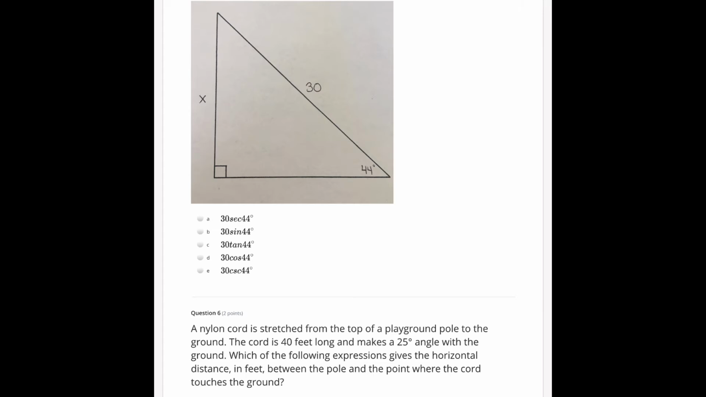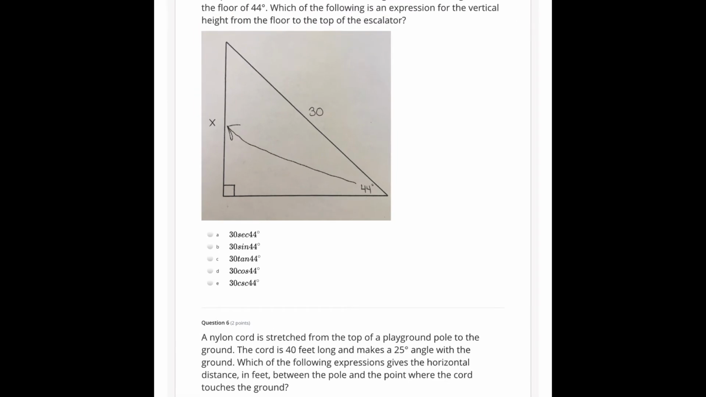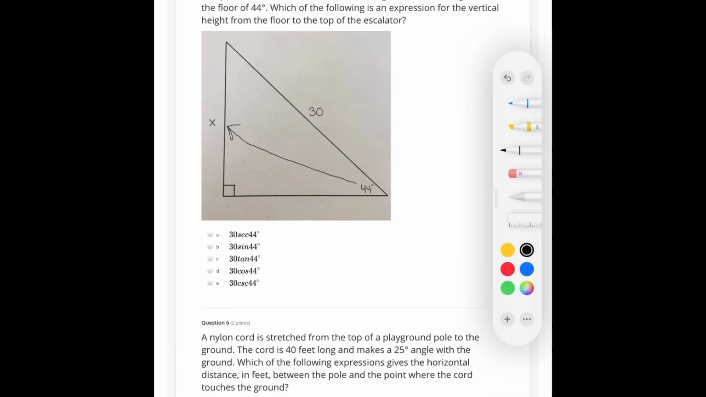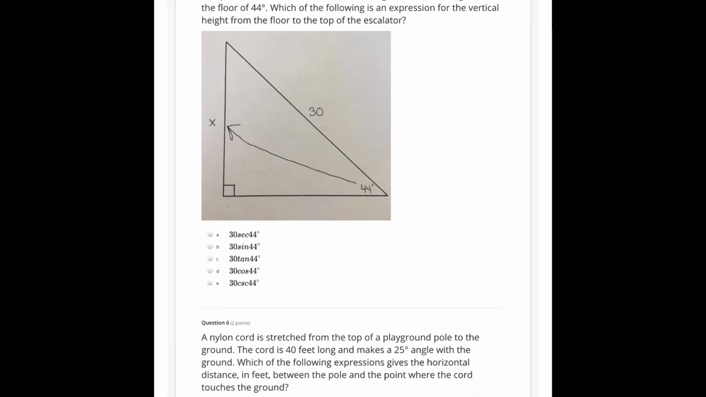All right, and number 5. We're going to use sine on this one. Sine equals opposite over hypotenuse. So x equals 30 times sine 44.